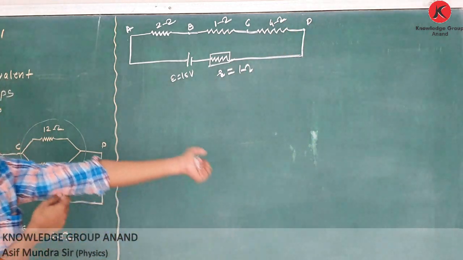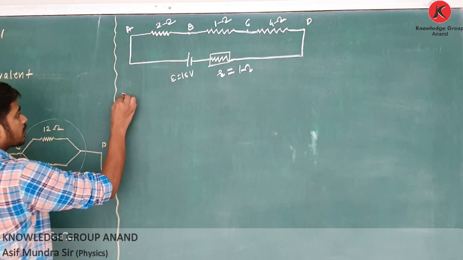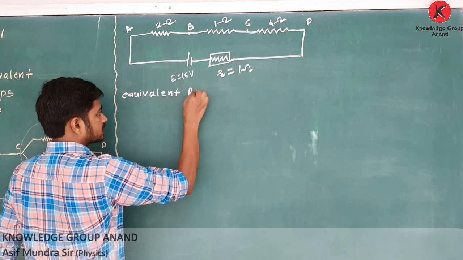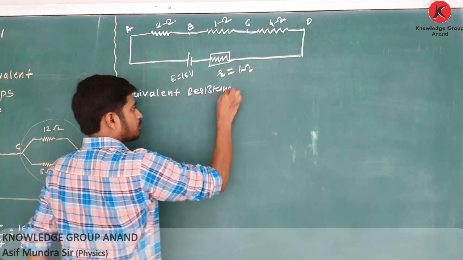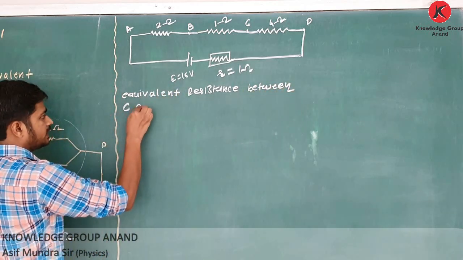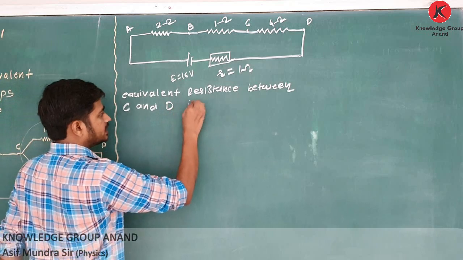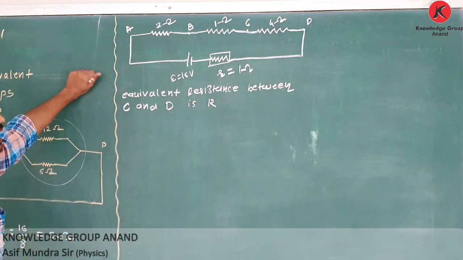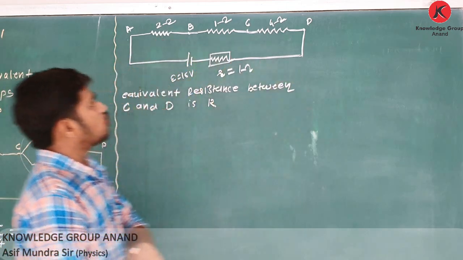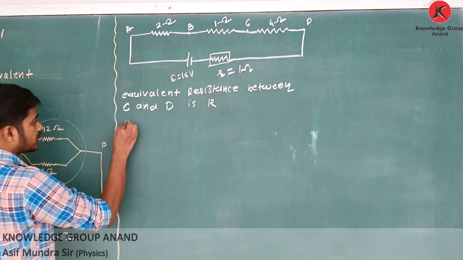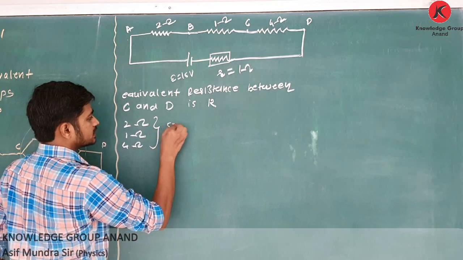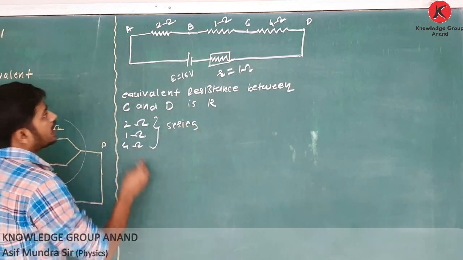Now, what is the equivalent resistance between A and D? Let that equivalent resistance be R. From the figure it is clear, this 2 ohm, 1 ohm and 4 ohm are in series connection between A and D.